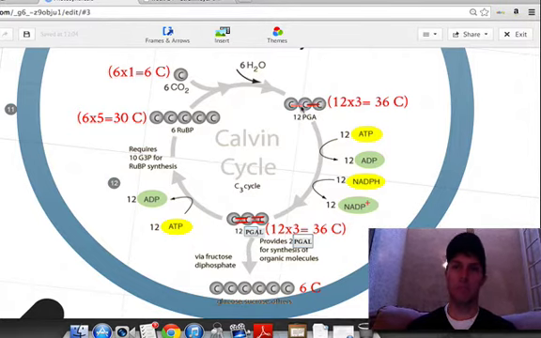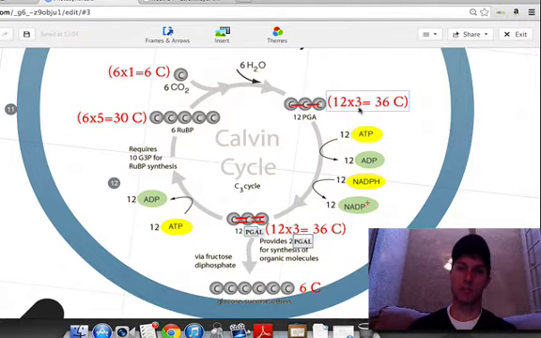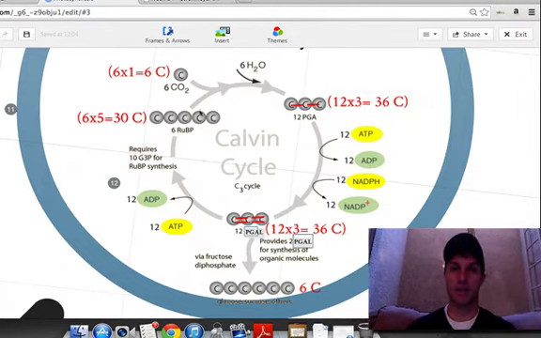Now remember, chemical bonds store energy. So we have single bonds here. Just doing the math to count the carbons, we have 12 of these 3-carbon chains. So 12 times 3 is 36. We start off with 30 plus 6 is 36. So we have all our carbons accounted for here.